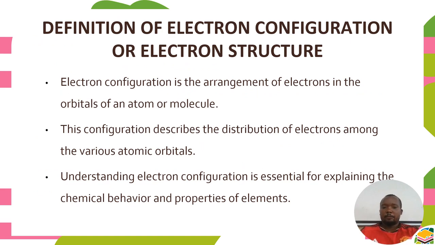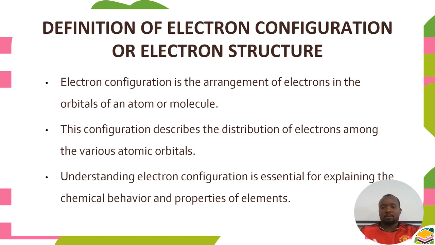Now, we should begin by defining what is an electron configuration or electron structure. Remember, the electrons are the ones which are found outside of the nucleus. They are found in shells. They are found in orbits. So with respect to these electrons, electron configuration is defined as the arrangement of electrons in the orbitals of an atom or molecule.